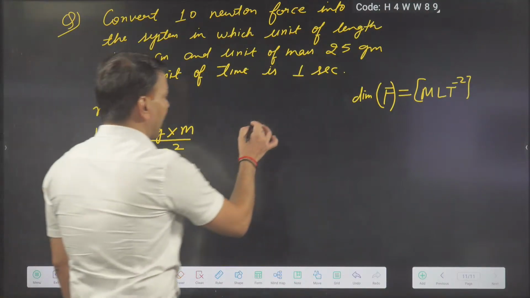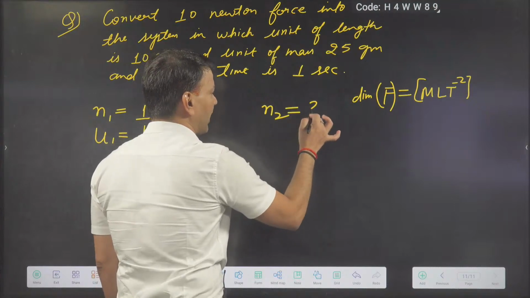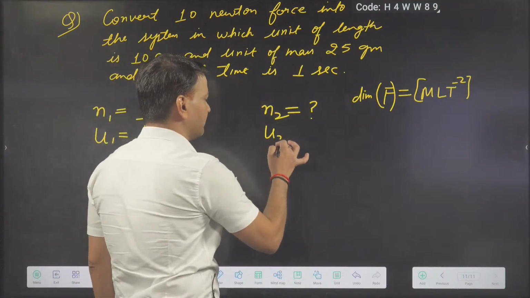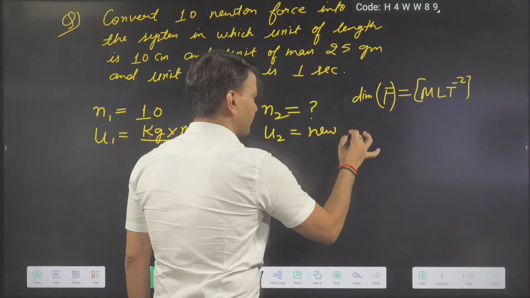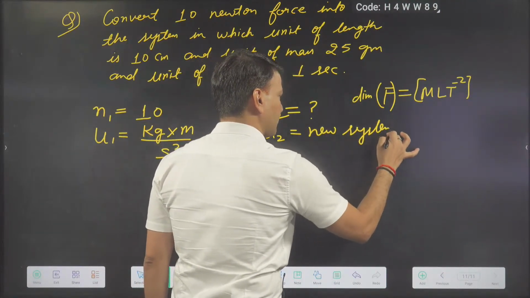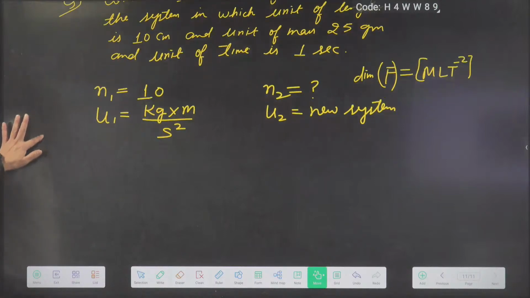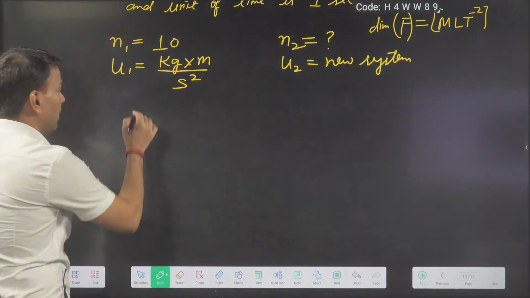Okay. N2, there I need to find. N2 I have to find. And U2 I will take as the new system. U2 is the new system. Completed. Now I will use N1 U1 is equal to N2 U2.